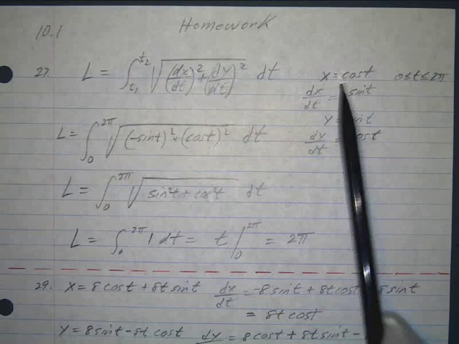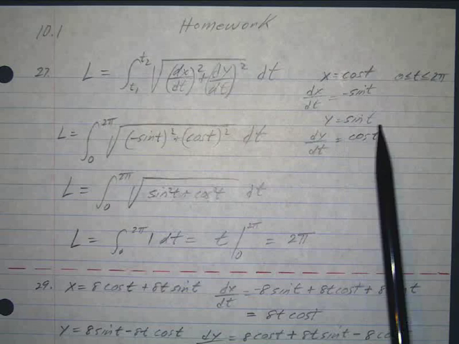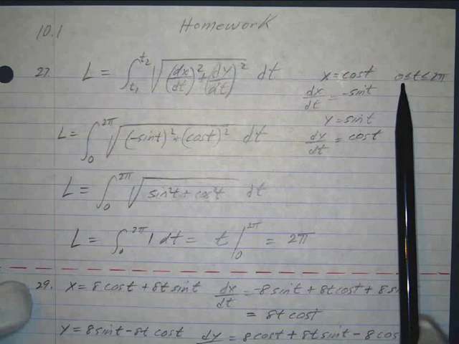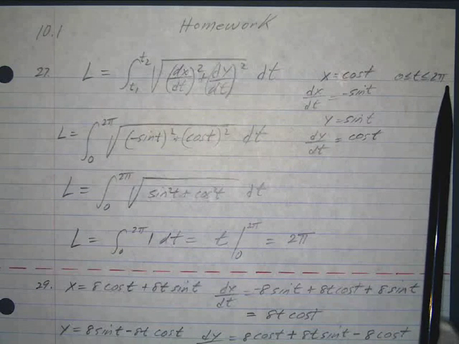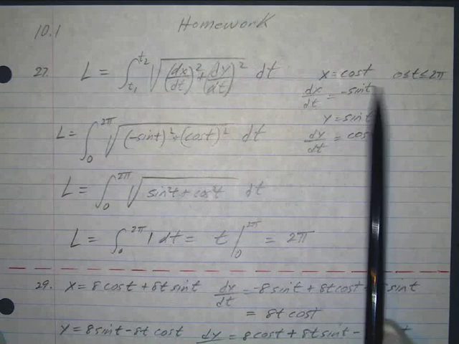So in number 27, again, you look at your formula, and we went over this in class. X equals the cosine of t, y equals the sine of t, and my interval is t from 0 to 2 pi, so I want to find the length of the curve from 0 to 2 pi. So we just put these in our formula.